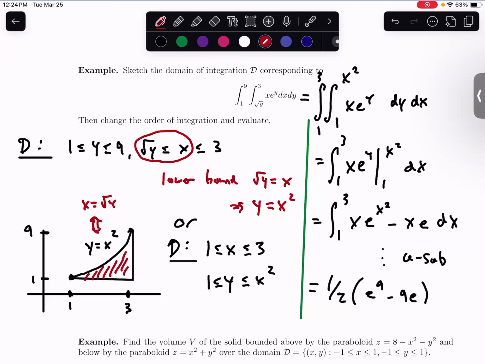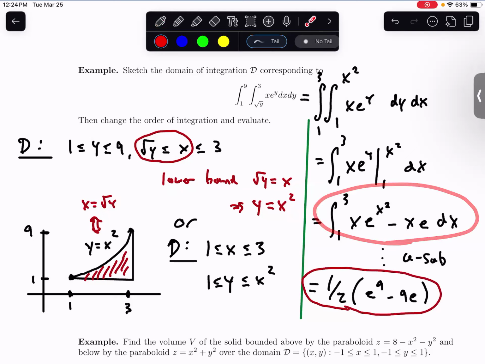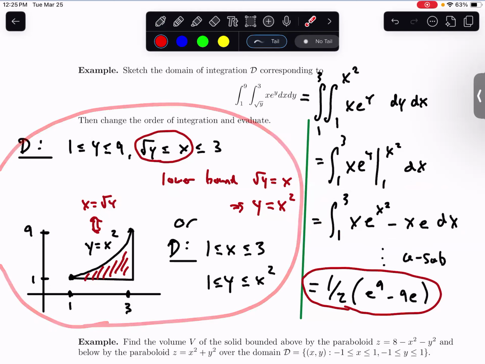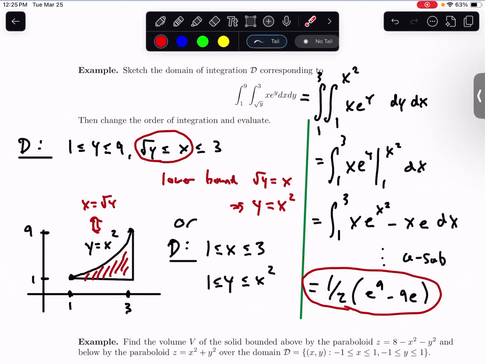So the interesting part isn't really computing or evaluating the integral itself, right? This is like a Calc 1 problem. It's more what I'm interested in making sure you know how to do is this part here. Everything else is kind of like, okay, now do the routine part.